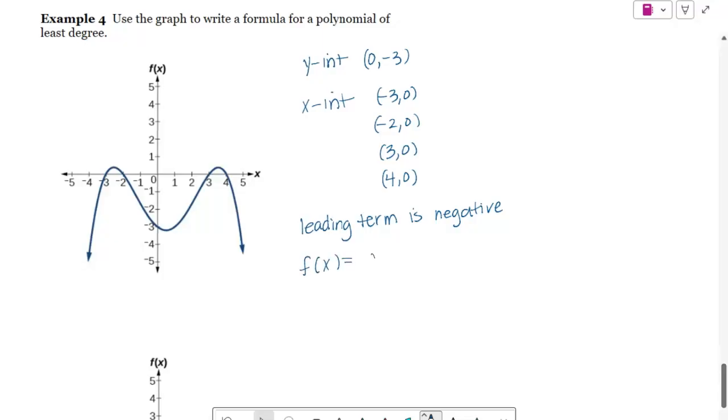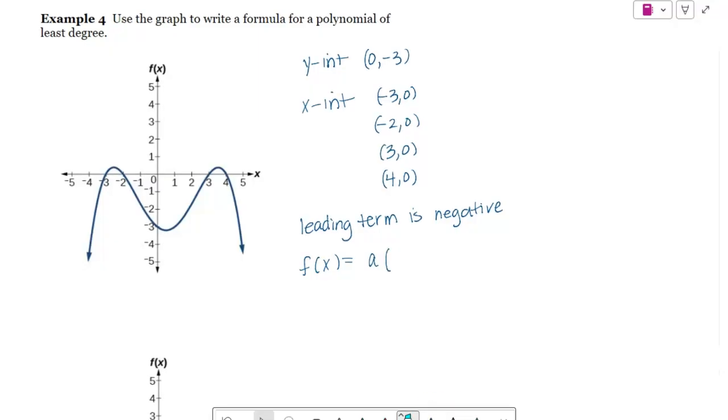There's possibly some number that's multiplied in front of the whole function, so I'm going to put a there as a variable. We'll figure out later if there's something there. I'm going to take all of the x-intercepts and subtract them from x.